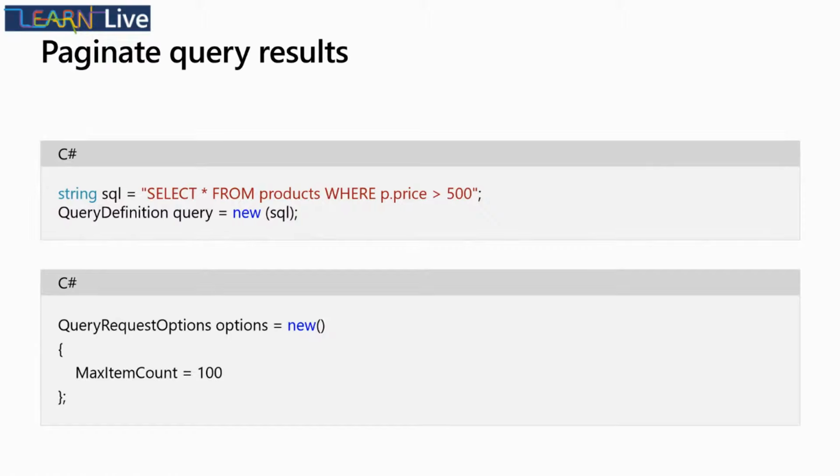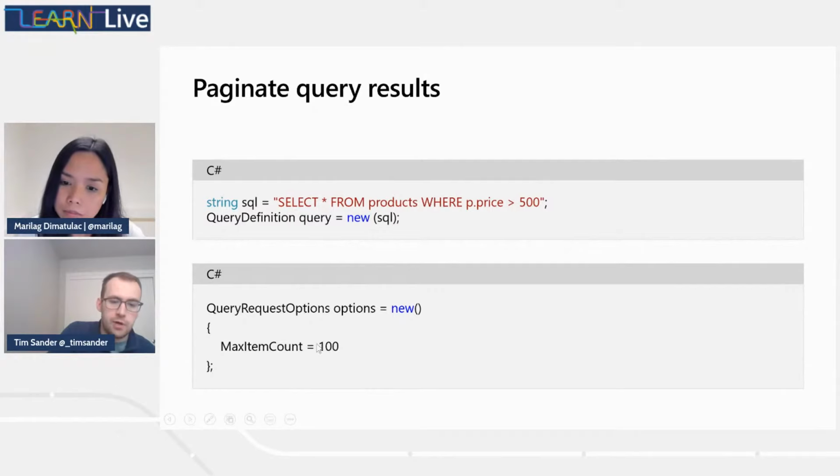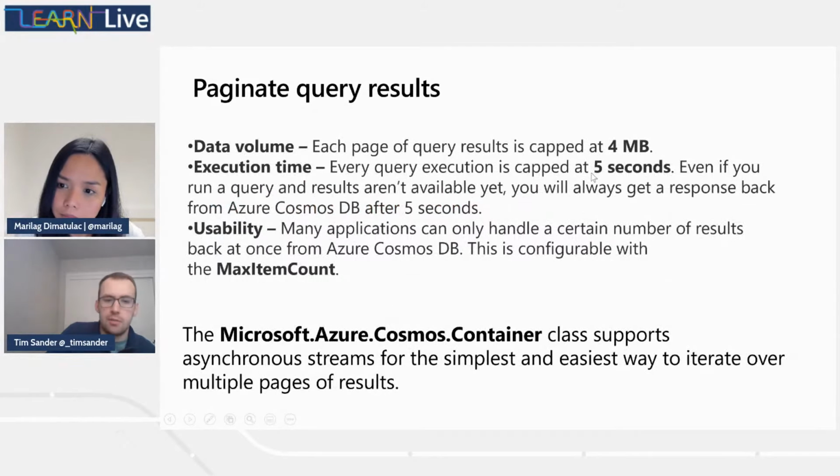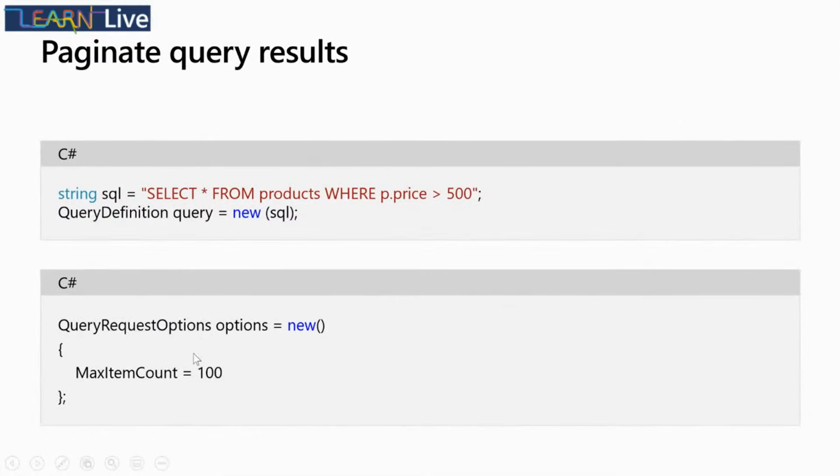Now, if we had omitted 100 from here, in other words, hadn't had a max item count, the query would only be subject to the max execution time of 5 seconds and the max data volume of 4 MB. So this value is optional. If you don't specify it, you're still subject to this per page max. But of course, if you do specify it, if we don't hit 4 MB and we don't hit 5 seconds, we will cap the results at 100 different results.